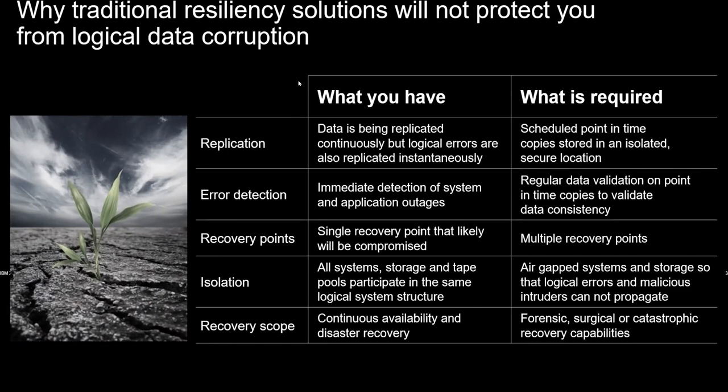And then the recovery scope. Of course, what you're doing today is focusing on high availability or continuous availability, and on DR. What we're focusing on in Cyber Vault is, when there is a corruption, being able to do forensic analysis to know what changed, and being able to do surgical or catastrophic recovery as well. We'll talk about each of these areas as we go through the presentation.